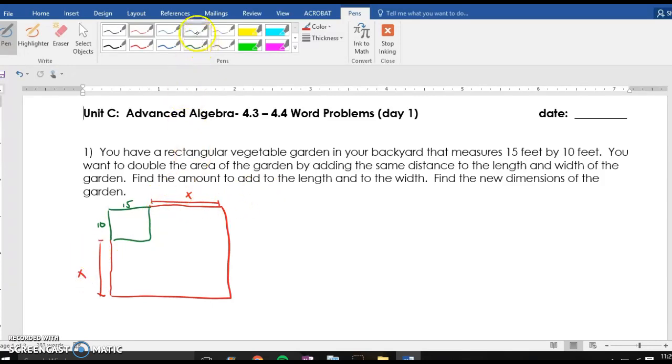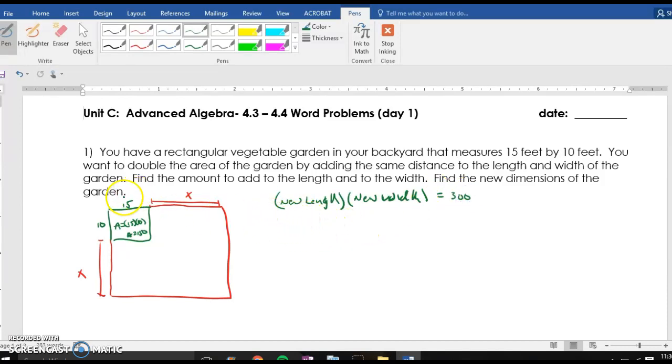So right now, if you go back to the original rectangle, what is the area of this? Well, 15 times 10 will give you 150. Okay, so if we want to double that, what do we want the area to be? 300. So if we take the new length times the new width to find the area, it should equal double the area. Well, if the area is 150, when we double that, it's 300.